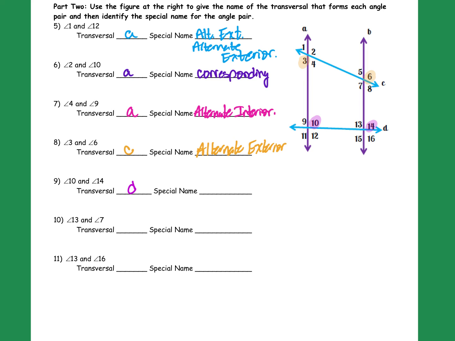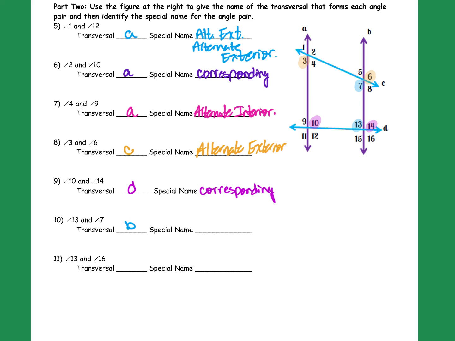Corresponding. Very good. There's only one word for that one, because I have one interior and one exterior. Nice job. 13 and 7 is B.